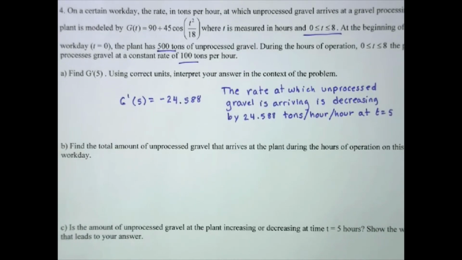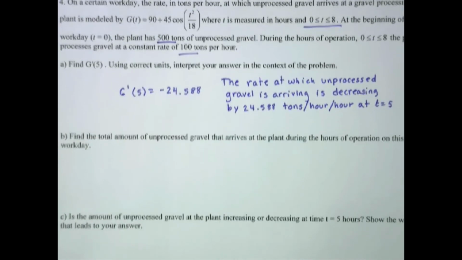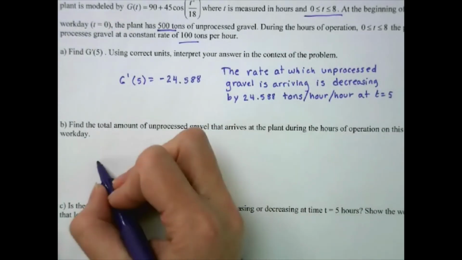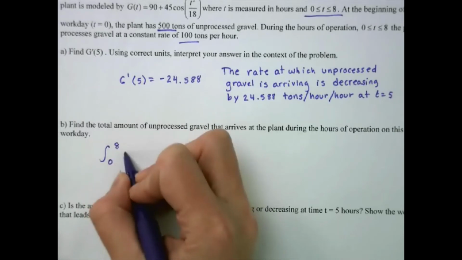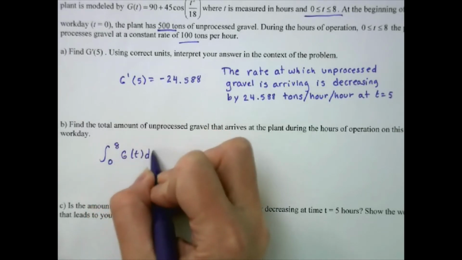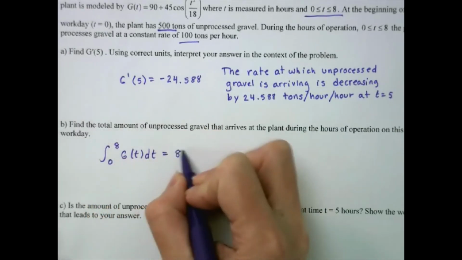Okay, it says find the total amount of unprocessed gravel that arrives in the plant during the hours of operation. So that's going to be the integral from 0 to 8 of g of t. Again, you're just going to use your calculator to do this.